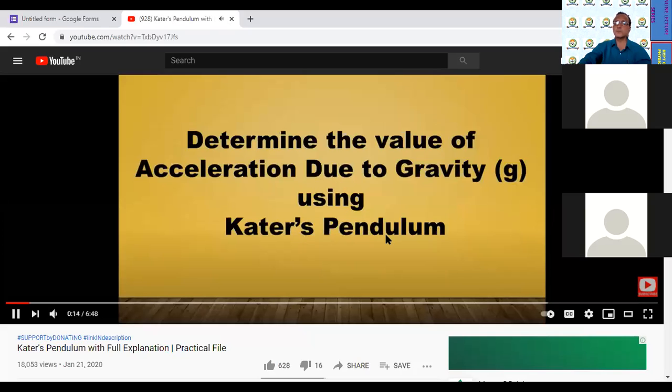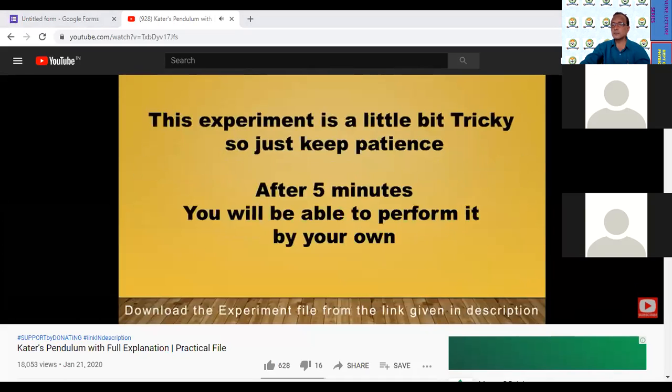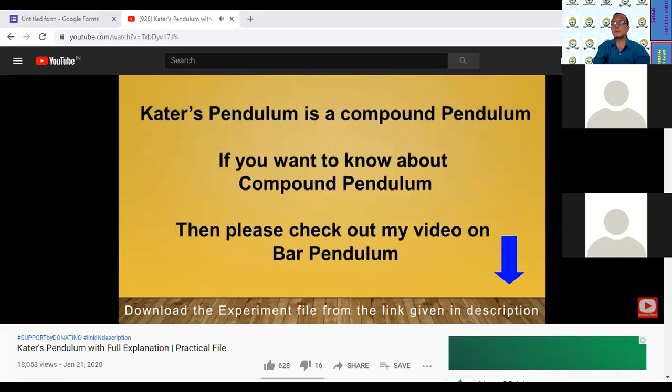An experiment for determining the value of acceleration due to gravity using Kater's pendulum. This experiment is a little bit tricky, so just keep patience, and I'm sure after 5 minutes you will be able to perform it on your own. Kater's pendulum is a compound pendulum. This is not a simple pendulum. If you want to know more about compound pendulum, then please check my video on bar pendulum.